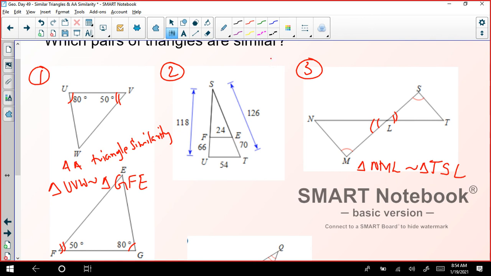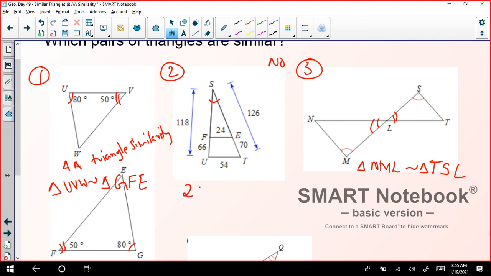This we cannot say using AA similarity, but based on the proportionality still they will be proportional and therefore we can further say that they are similar later on. But that is not the way we used the AA similarity. We cannot say using AA similarity. We just have this particular angle. We don't have the other angles, whether they are congruent or not. But we can say the sides are proportional.